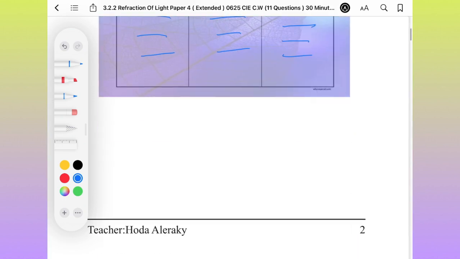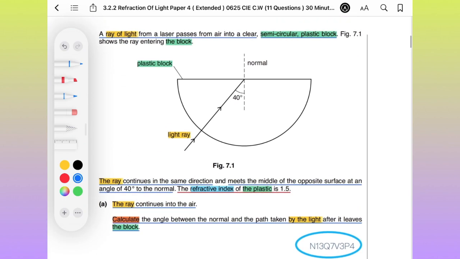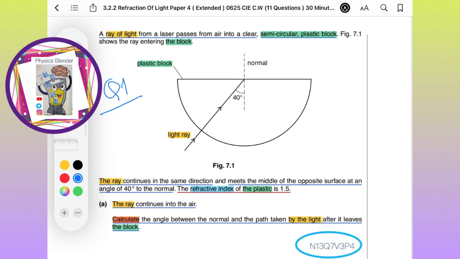Okay, let's start with question number 1. Question 1, a ray of light from a laser. By the way, you know that laser is an abbreviation for light amplification by stimulated emission of radiation. Please check also RBL at the end of our videos. You can find general knowledge, some related topics, and important information. Okay. A ray of light from a laser.